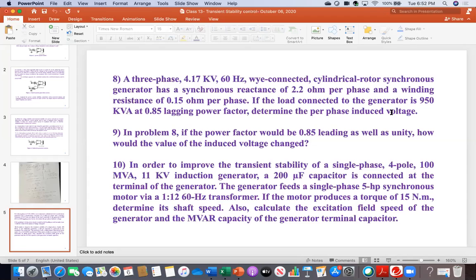So everybody see, you have to find out the IA value from this information, 950 kVA, and the voltage information. Using these two pieces of information, you have to find out the current value. And keep in mind, this is a three-phase system, but you are finding the per phase induced voltage.